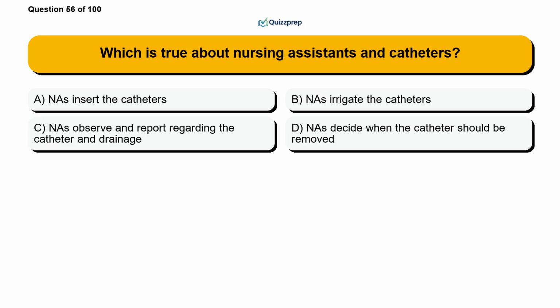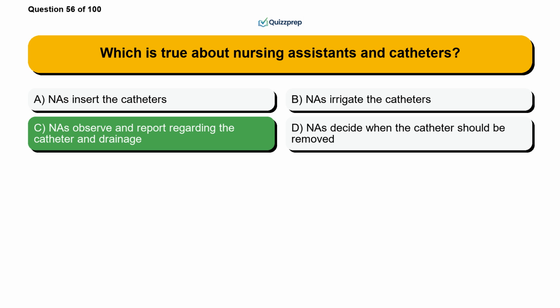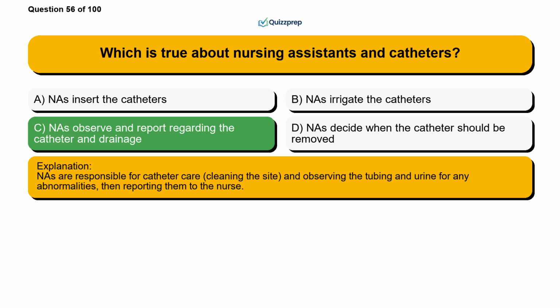Question 56. Which is true about nursing assistants and catheters? Option A, NAs insert the catheters. Option B, NAs irrigate the catheters. Option C, NAs observe and report regarding the catheter and drainage. Option D, NAs decide when the catheter should be removed. The correct answer is option C, NAs observe and report regarding the catheter and drainage. NAs are responsible for catheter care, cleaning the site, and observing the tubing and urine for any abnormalities, then reporting them to the nurse.